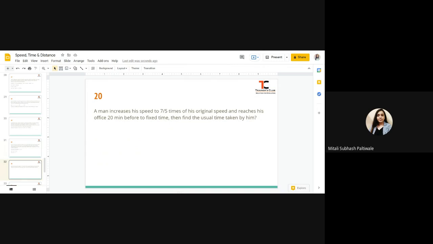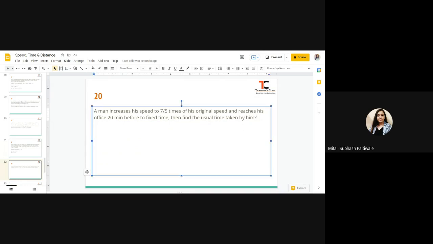Okay, here look at this. A man increases his speed 7 by 5 times of his original speed and reaches his office 20 minutes before the fixed time. Then find the usual time taken by him. He is increasing his speed by how much? 7 by 5 times. So let's consider x by y is equal to 7 by 5. From this we can consider x is equal to 7 and y is equal to 5. And t is the time taken, with the time difference being 20 minutes earlier. So here there is again a straight formula.